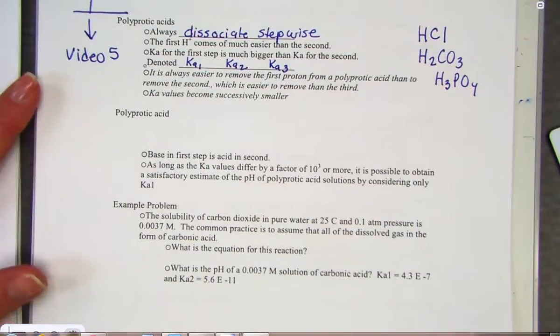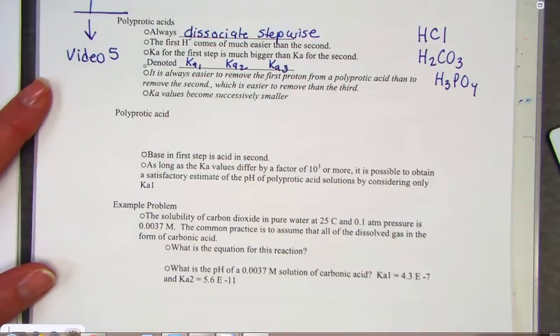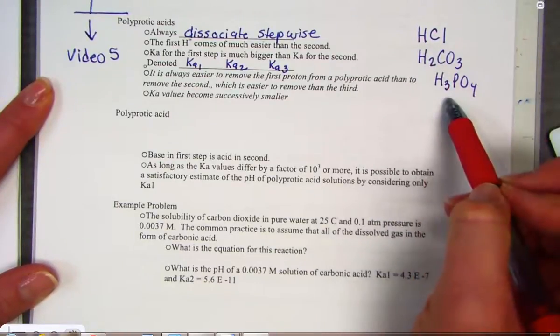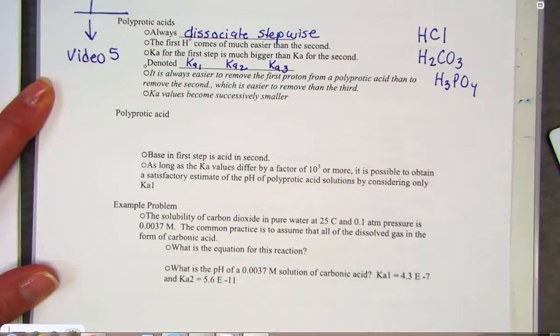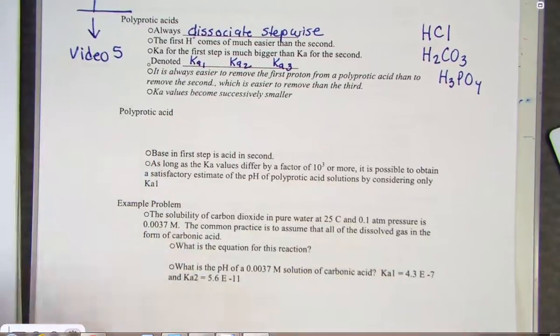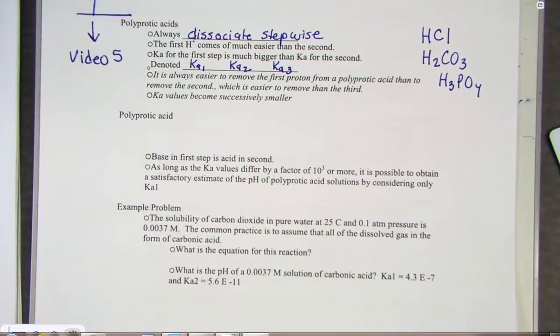It's always easier to remove the first and the second than the third, so the magnitude of the Kas becomes successively smaller. Removal of the first, second, and third proton increasingly becomes more difficult. So the Ka values become significantly smaller as you consider the ease at which the protons dissociate.